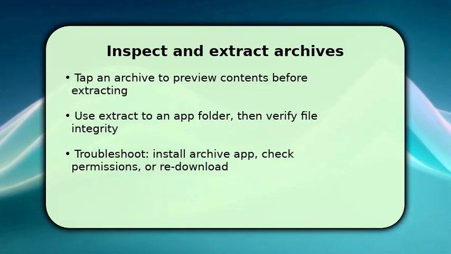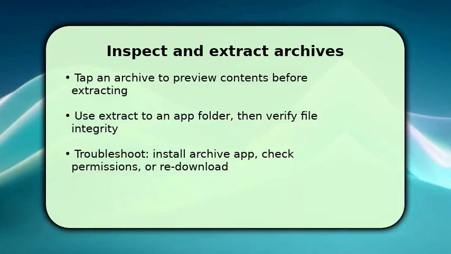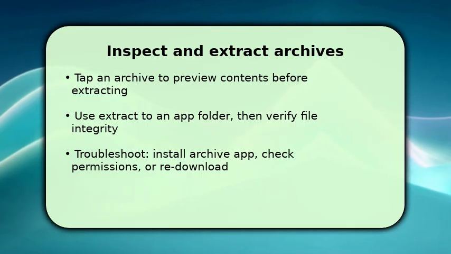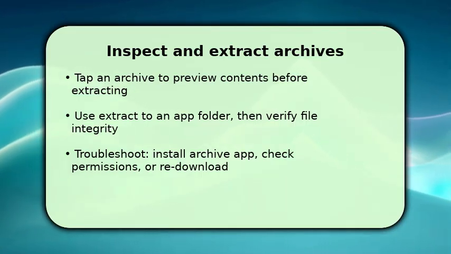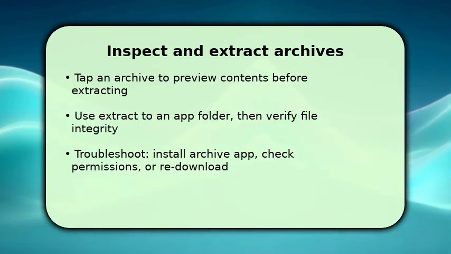If extraction fails, make sure the archive app has full storage permission and the archive isn't corrupted. Re-download the file from the source if needed. Finally, once verified, delete duplicates or move originals to cloud storage to free local space.